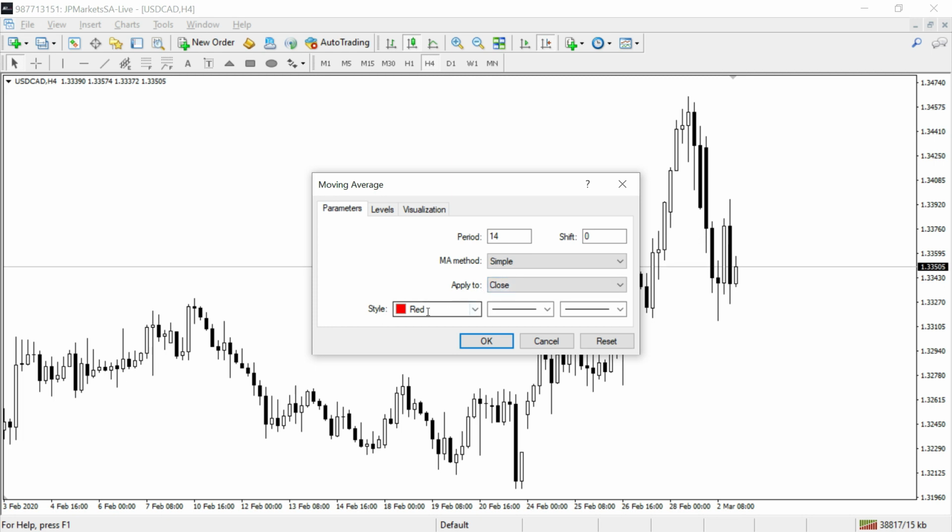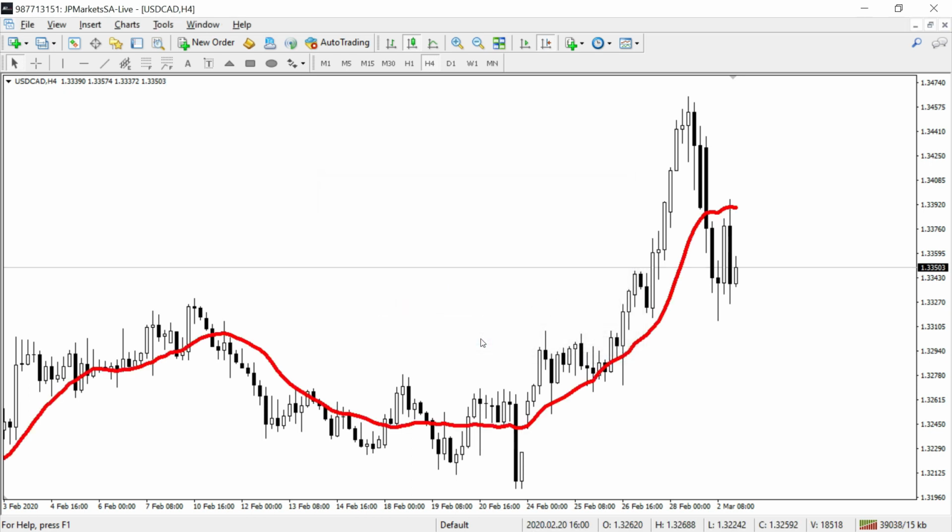The style, we want the line to be red. You can choose whether you want it dotted or not, but I just want to increase the thickness. Let's make it as thick as we can. All you have to do at this point is hit OK, and there is your moving average.